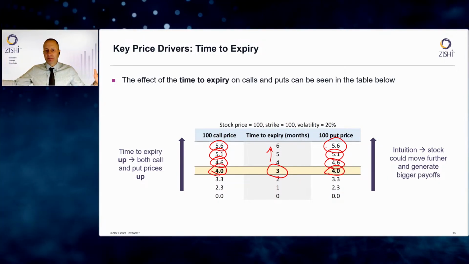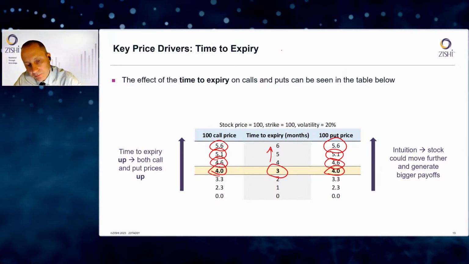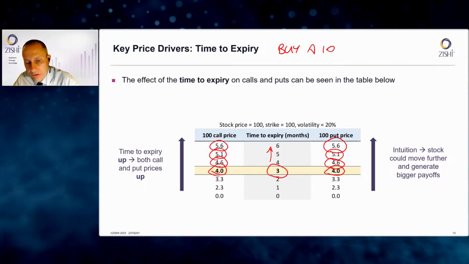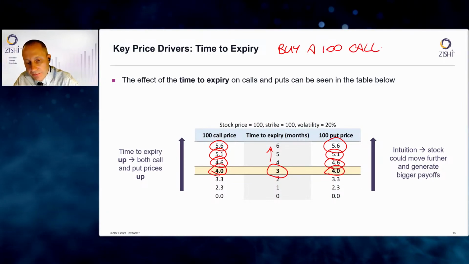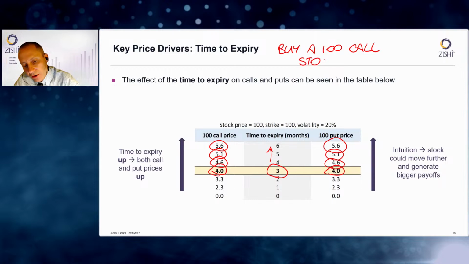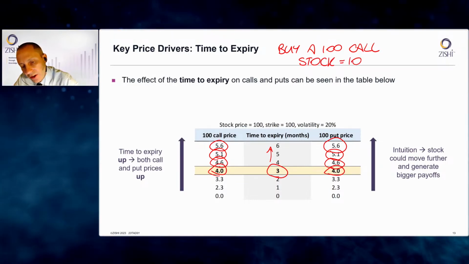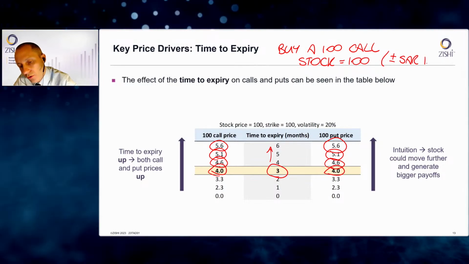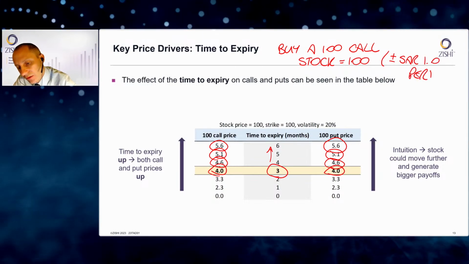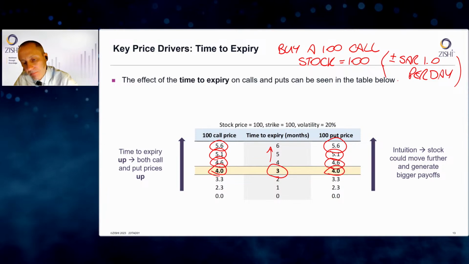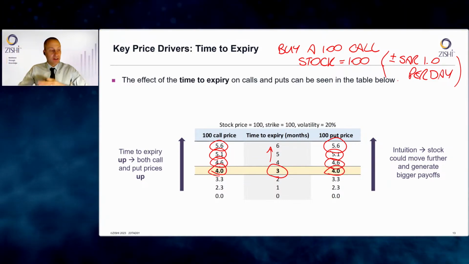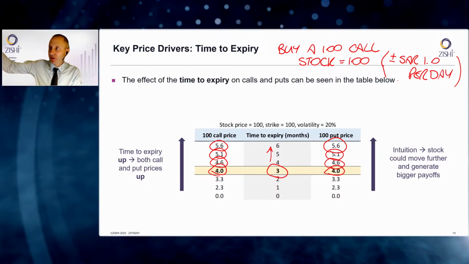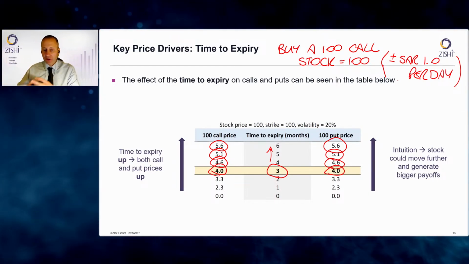or it can come by just extending the time period. If I said to you, I want you to buy a 100 call from me, and I say to you that the stock is currently at 100 and it can move up or down 1 real per day. So that gives you an idea of its volatility. Tomorrow it could be 101 or 99. The day after it could be 102 at its highest, or 98 at its lowest, and so on.